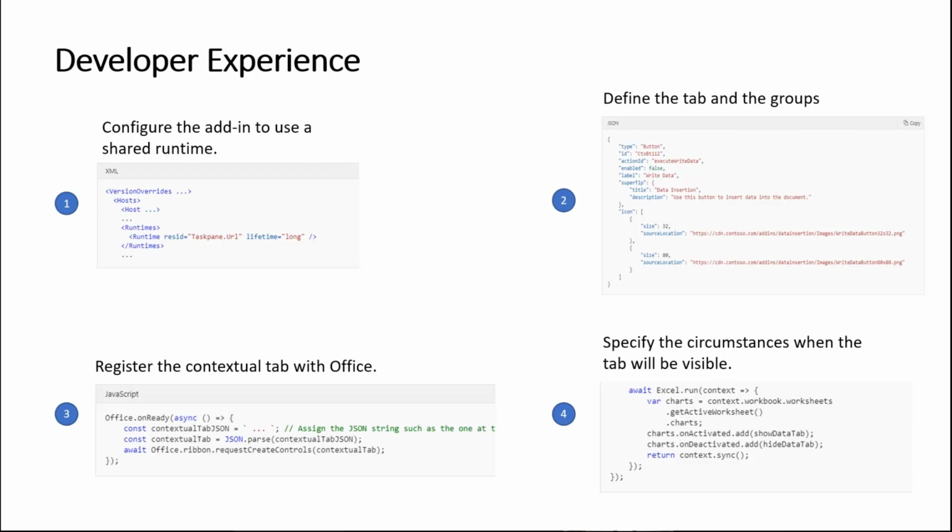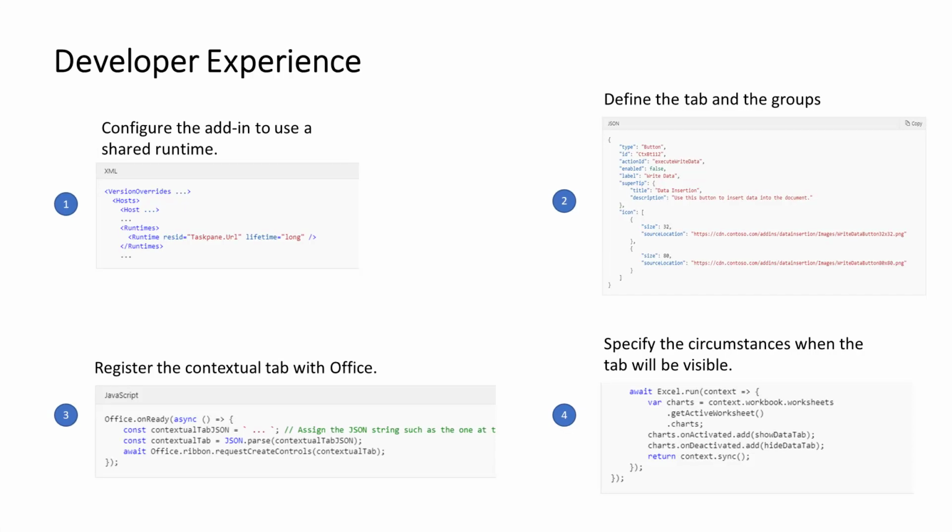So as you can see, we have provided a couple of APIs. The first API allows you to define and add the custom contextual tabs when your add-in launches. And then the second API allows you to show and hide the contextual tab based on the event or the action that a user takes. That's basically where they are.